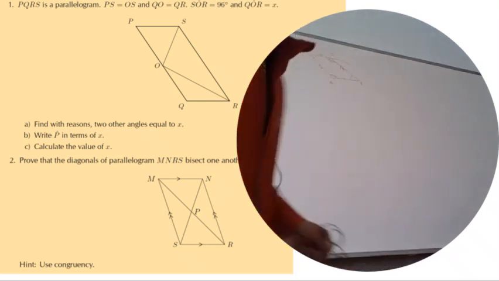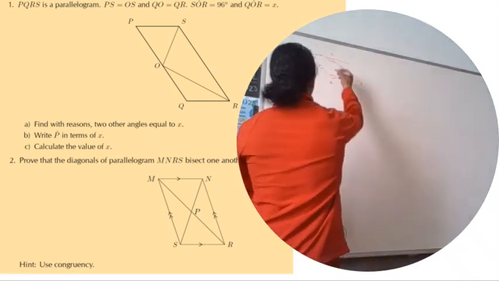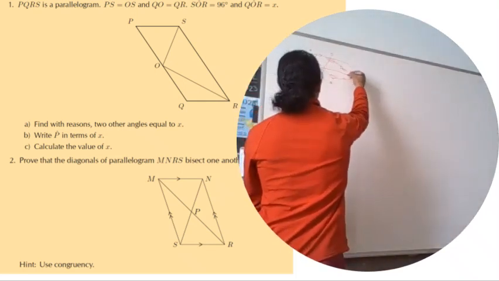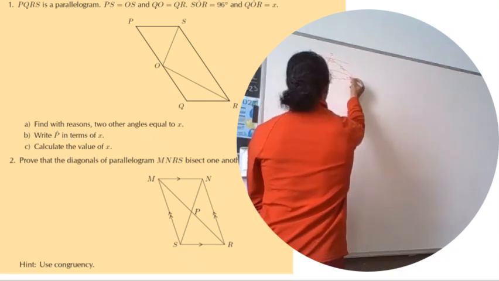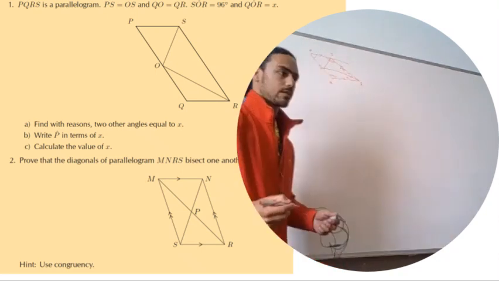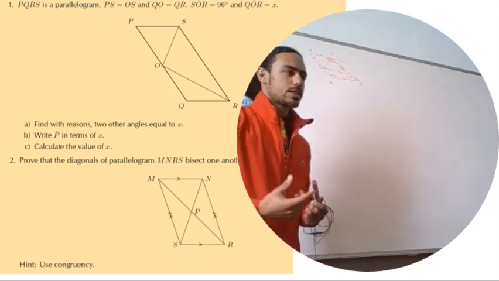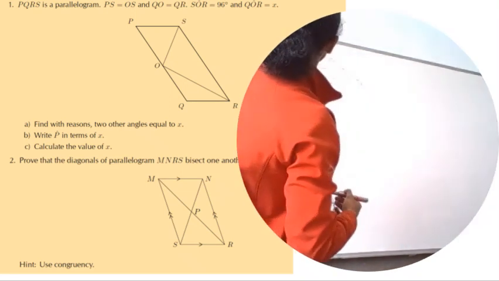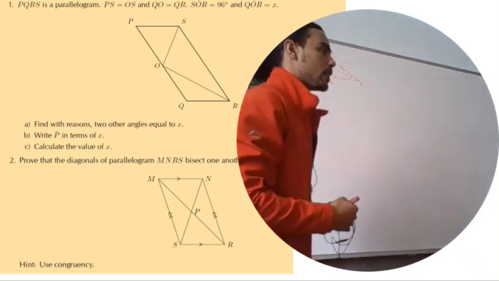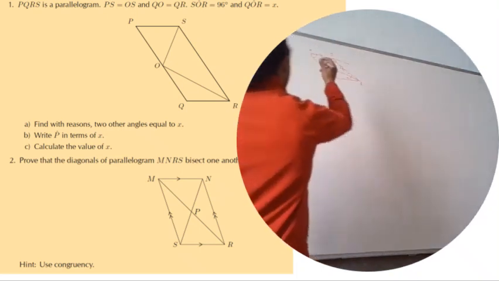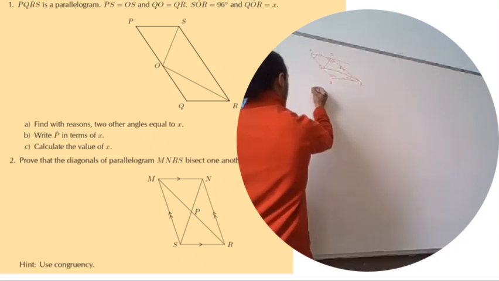Everyone has it on the sketch. So if we look at this figure here, we have this being equal to X and that equal to X. Now they ask us the question, write P in terms of X. But we know what kind of shape is this?